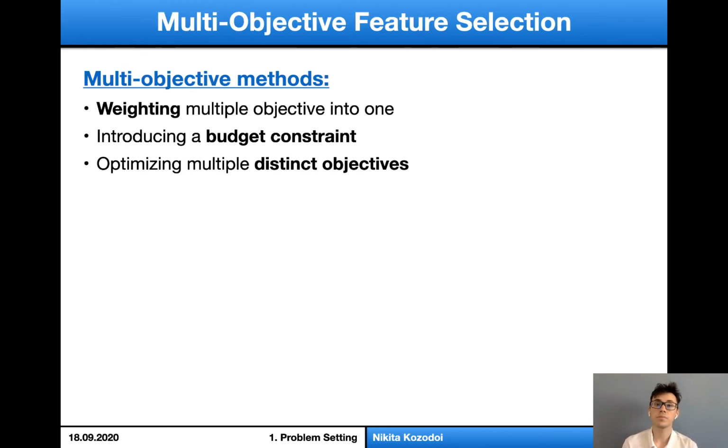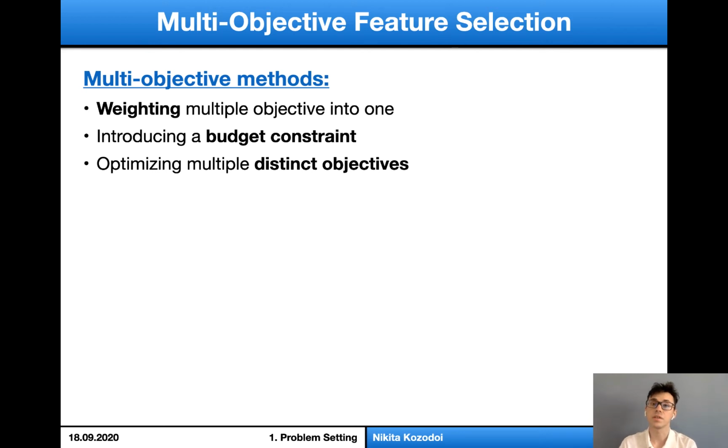Research has come up with different techniques that enable multi-objective feature selection. The simplest solution is to aggregate multiple objectives into a single one, for instance, weighting them with equal weights. Another approach is to introduce a budget constraint. The disadvantage of these two approaches is that you need to specify weights of the objectives or the budget constraint beforehand. When you don't know these values, you need a truly multi-objective method that optimizes distinct objectives simultaneously.